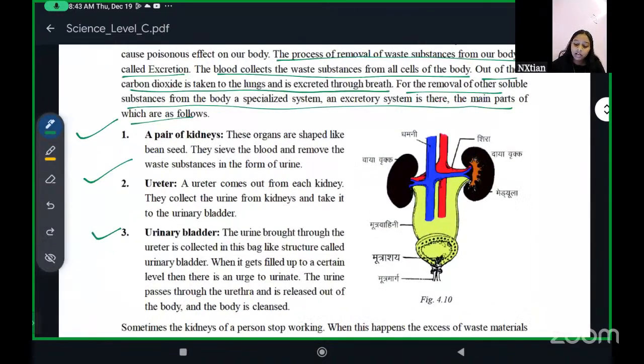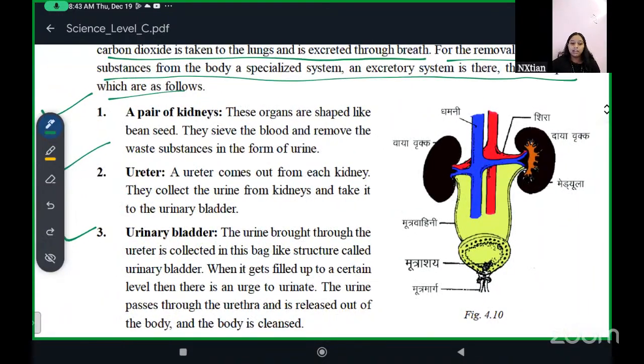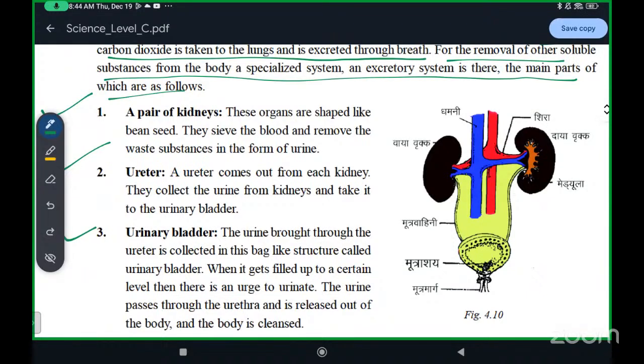Now, how do the kidneys sieve? Yes, Simeon. How do the kidneys sieve blood? There is a process that goes on in the kidney that basically sieves the urine and the blood. The kidney filters the blood.